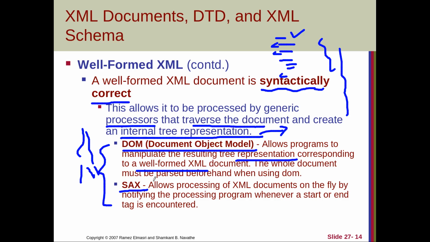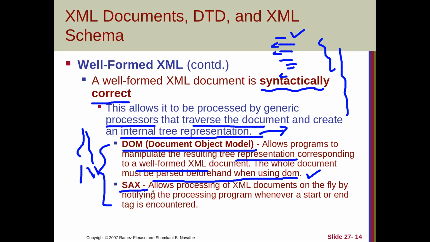The whole document must be parsed beforehand when using DOM. So when it is given to the internal DOM object, that is the Document Object Model, it must be parsed. Every type of syntax error must be processed or verified before it is handed over to the Document Object Model, which will be doing the final processing of the internal tree representation of the XML document that is already written.